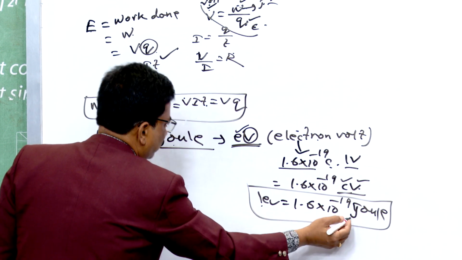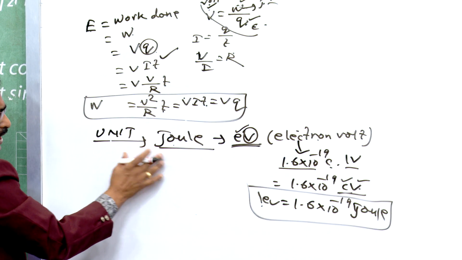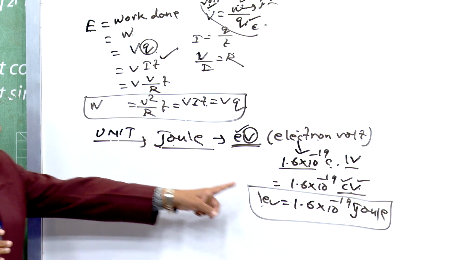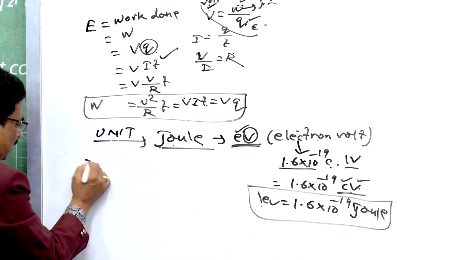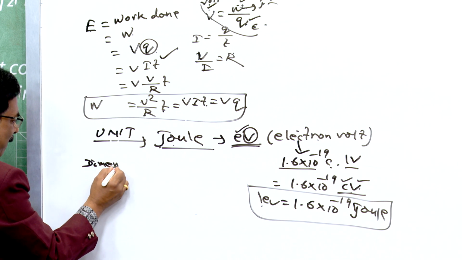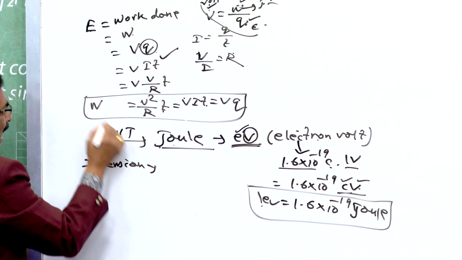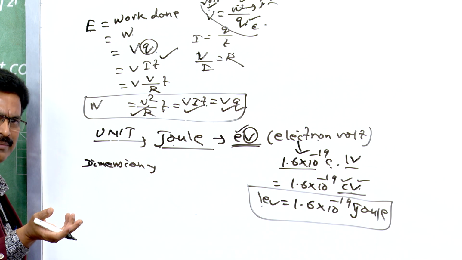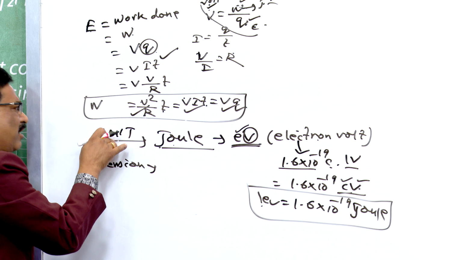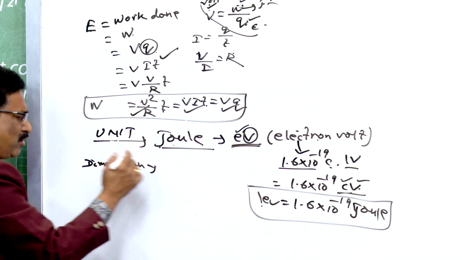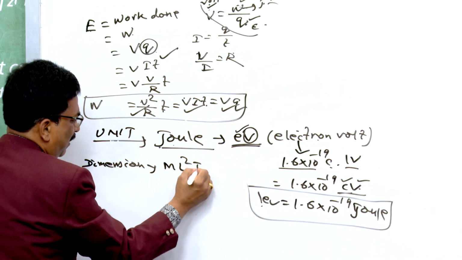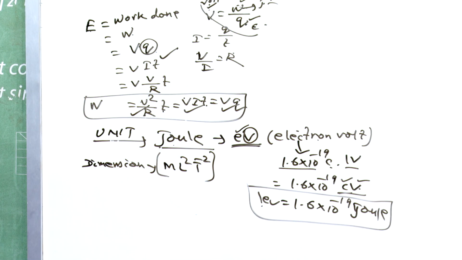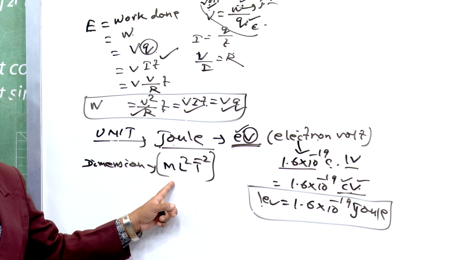So 1 eV is equal to this much. This is the electrical energy. Its unit is the joule. Then what is its dimension? Whichever formula you apply, this is the work. Energy means work. So the dimension of work is ML squared T to the power of minus 2. So this is its unit, and this is its dimension.